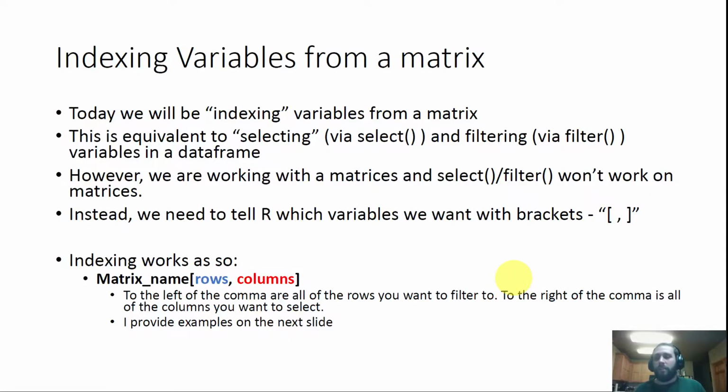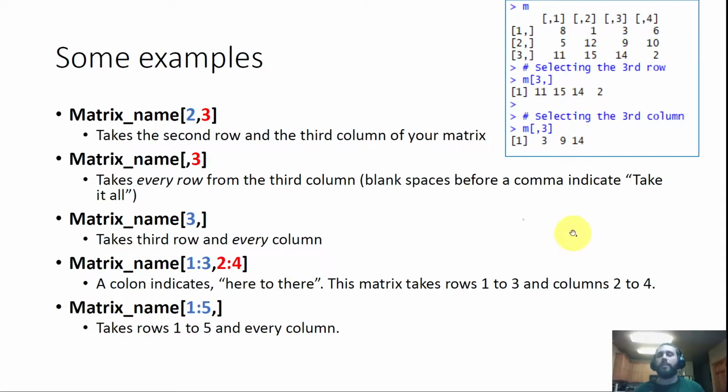Instead, we need to tell R which variables we want with this bracket, comma, bracket method. I can show you how it works right here below. You get some sort of matrix, and then you do a bracket, and then you have a comma. To the left of that comma is what rows you want from your matrix, and to the right of that comma is what columns you want from the matrix. I provide some examples on the next slide of what's going on here. So here's some examples.